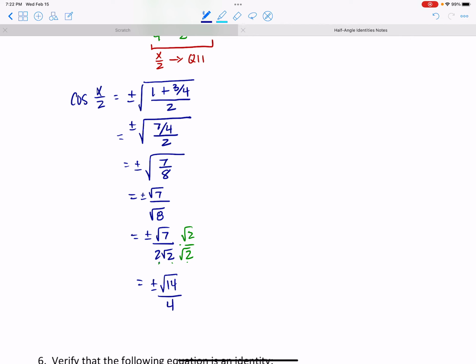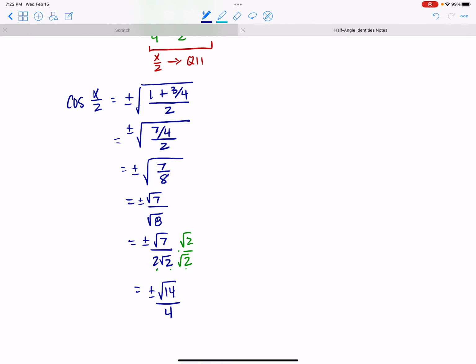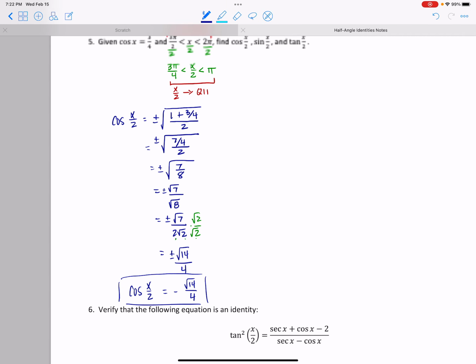It's more algebra work than trig work for sure. Now we have to decide if we're positive or negative. We said the half angle we're looking at is in quadrant 2, and in quadrant 2, cosine is negative. So we're going to finally say that the cosine of our half angle is the negative of radical 14 over 4. So there's one part of this. And I can tell you're having fun already. I can feel it through my screen.